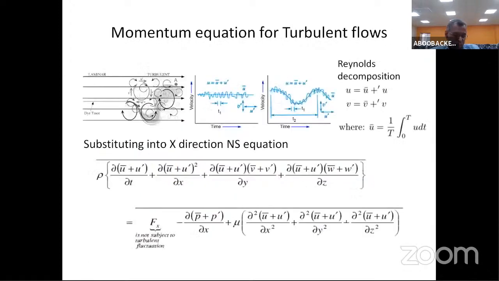Okay, and next is the momentum equation for turbulent flows. Most of the flows happening in nature or in our engineering applications are turbulent flows. Only in a few cases do we have laminar flows. So far, the Navier-Stokes equation, the conservation equation, we have discussed for laminar flows. But what we need are solutions or models for turbulent flows.